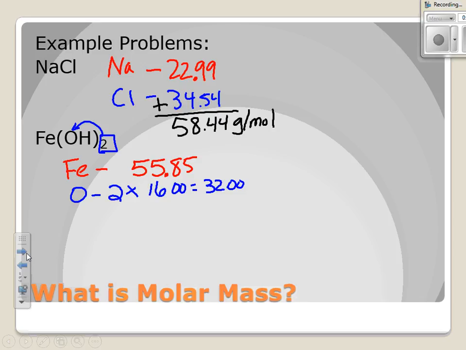So for the hydrogen, how many hydrogens are in this compound? Also 2, because the 2 also distributes over here to the hydrogen. And hydrogen's mass happens to be 1.01, so that gives us 2.02. Now we can add it up because we've now multiplied by the subscripts. So we have 55.85, 32, and 2.02. We need to add all that up.